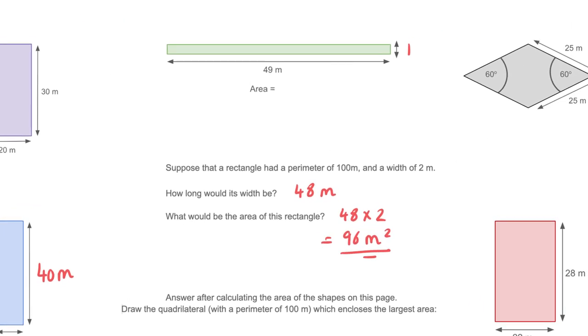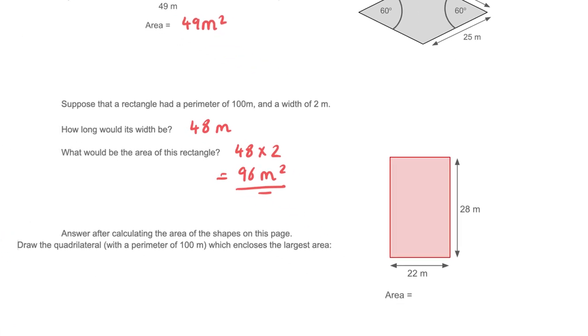Okay, so considering this green rectangle first, this is the longest and thinnest rectangle that we have. If it has a length of 49 meters, it must have a width of 1 meter, and therefore the area is simply 49 times 1, being 49 meters squared.